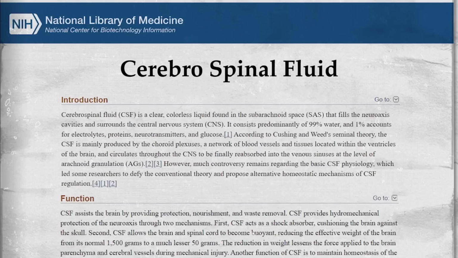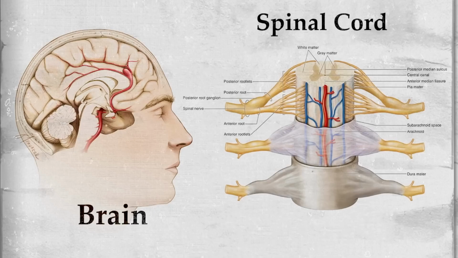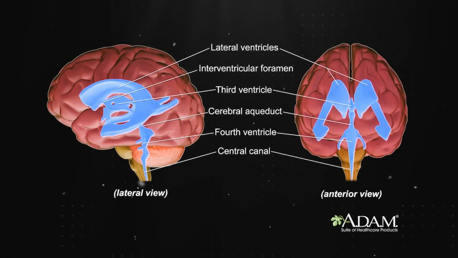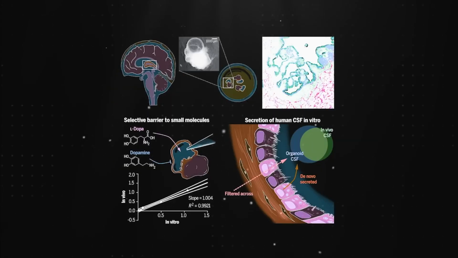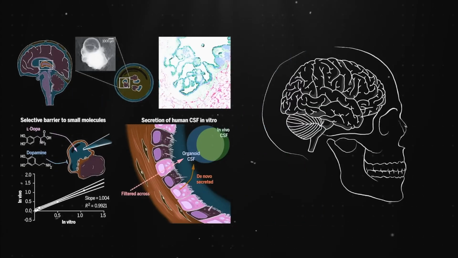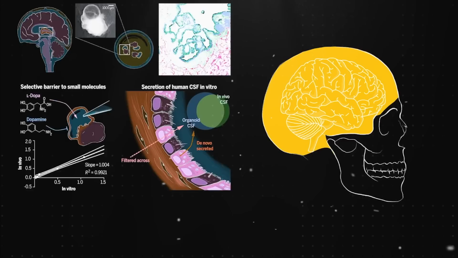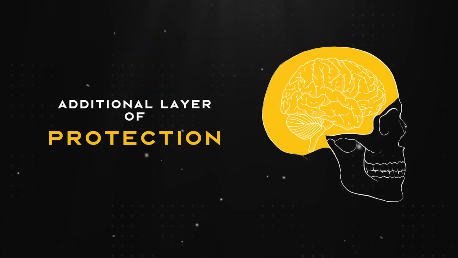The cerebrospinal fluid is a clear, colorless liquid that serves as a protective and nourishing agent for both the brain and the spinal cord. Residing within the brain's ventricles, which can be visualized as cavities shown here in this model, it plays a vital role in cushioning these critical areas. This fluid extends beyond just the internal aspects. It also envelops the brain's external surface, providing an additional layer of protection.